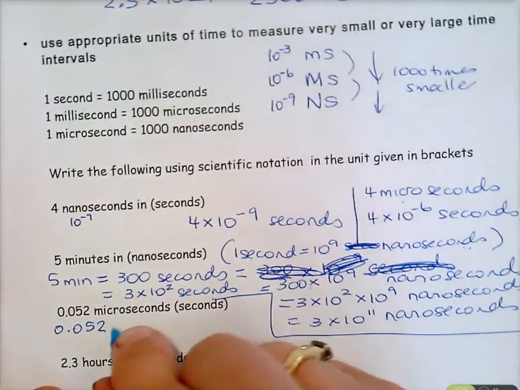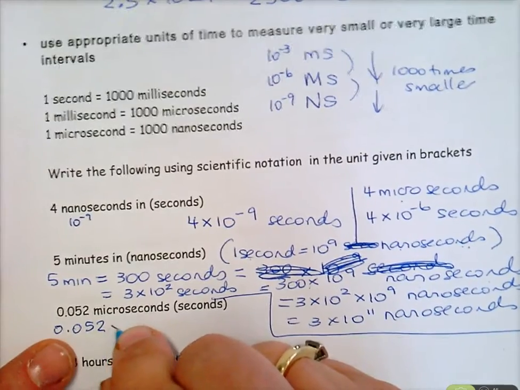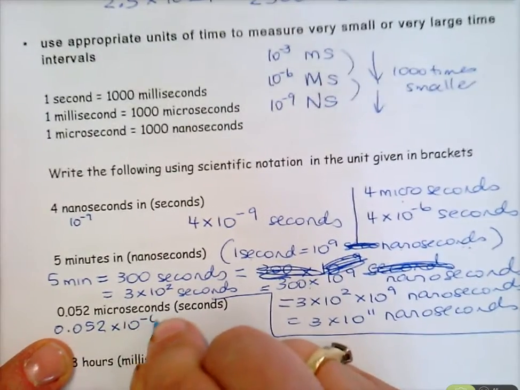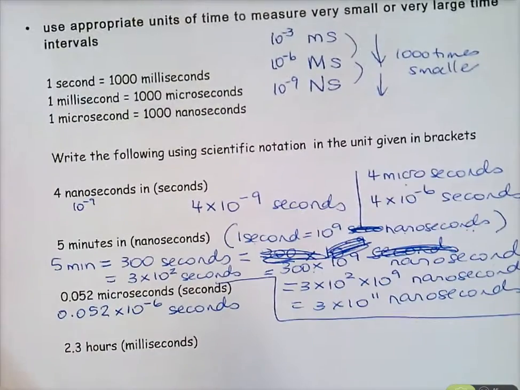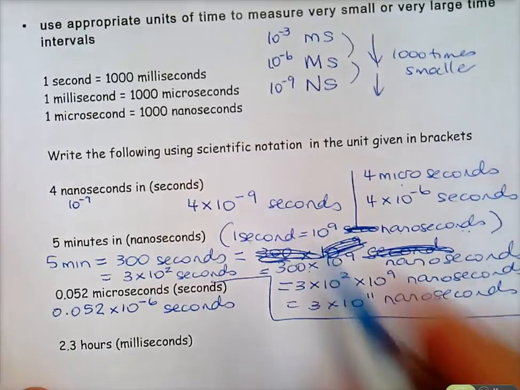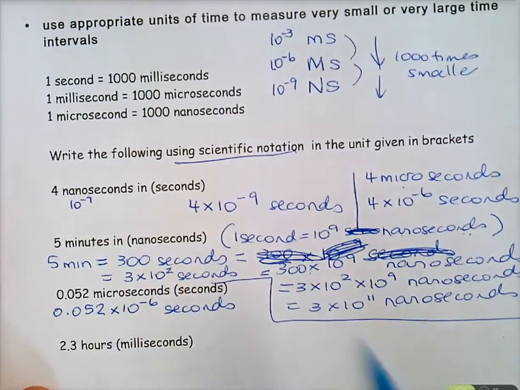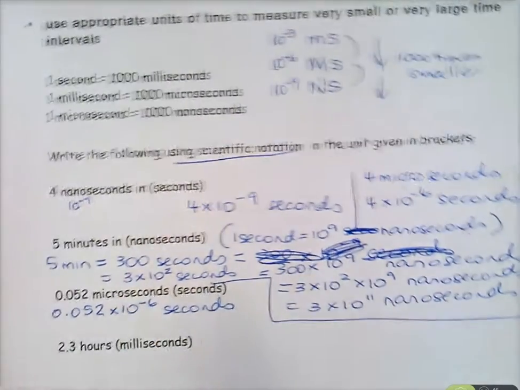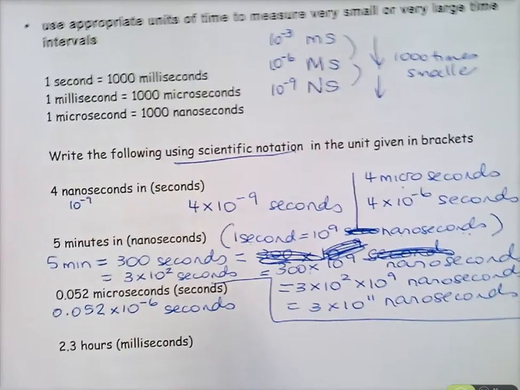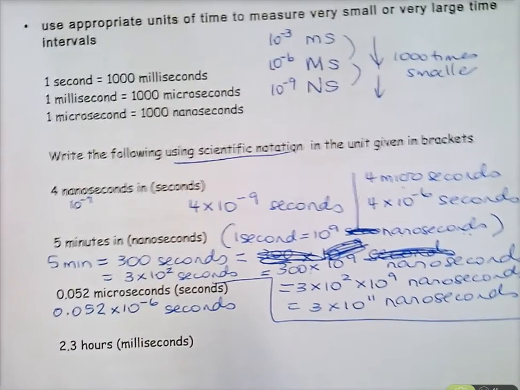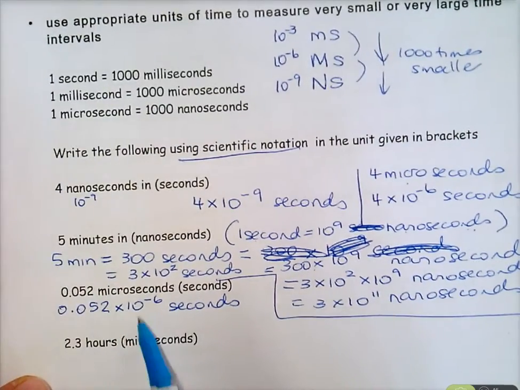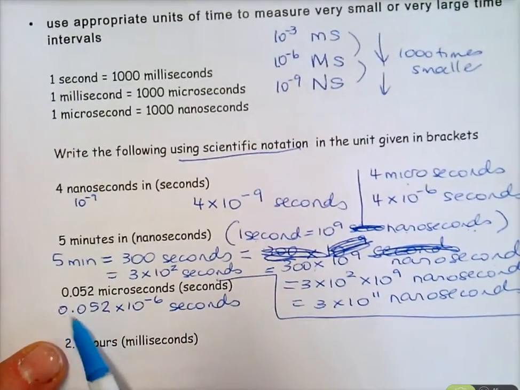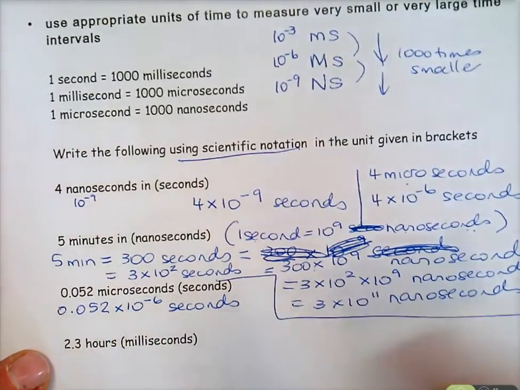0.052 microseconds means 0.052 times 10 to the minus 6 seconds. That's what it means. Now, the problem is we're supposed to be writing it in scientific notation. You know how I said 1 kilometer is 1,000 meters? You replace the kilo with 1,000 because that's what it means. Micro means 10 to the minus 6. 0.052 times 10 to the minus 6 seconds.